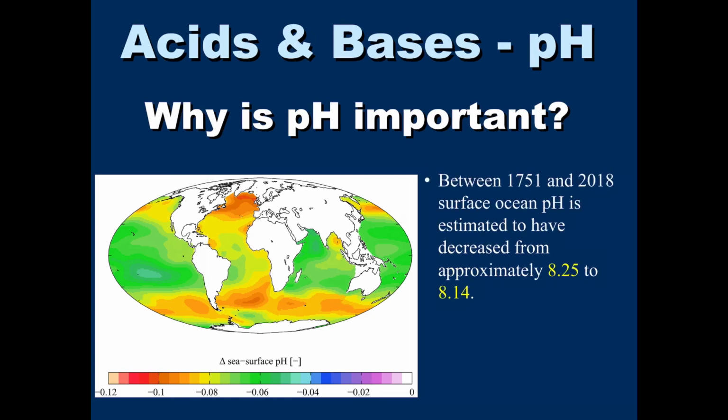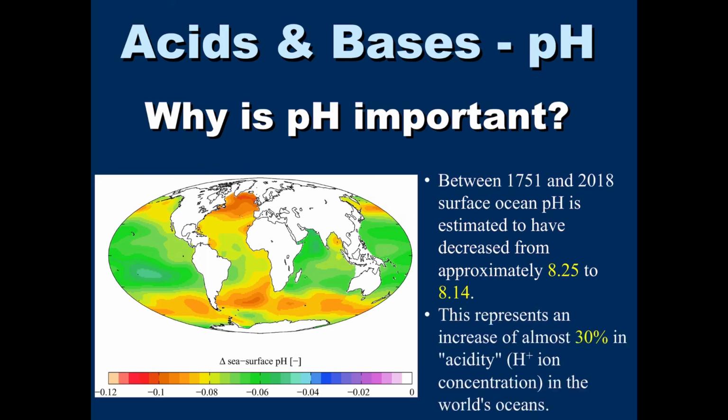Also, from 1700 to 2018, the ocean pH has decreased from 8.25 to 8.14, which in reality means it's getting more acidic. And you may think, oh, it's only a difference of 0.11. That relates to a 30% increase in acidity.